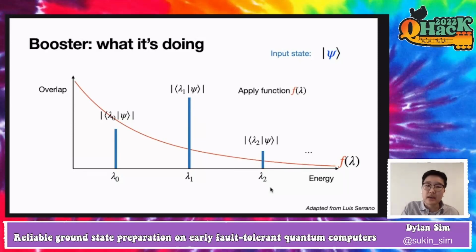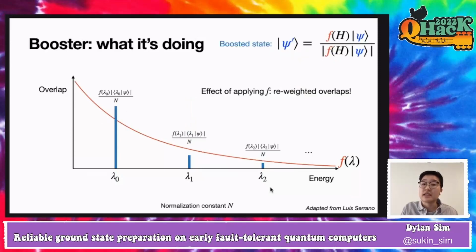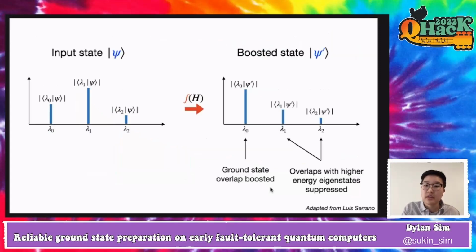And so again, as I mentioned a couple of slides back, the effect of applying f is that you're reweighing these overlaps. Essentially, you see that once these bars are normalized after the action of f, the ground state overlap is boosted while the overlaps with higher energy eigenstates are suppressed.